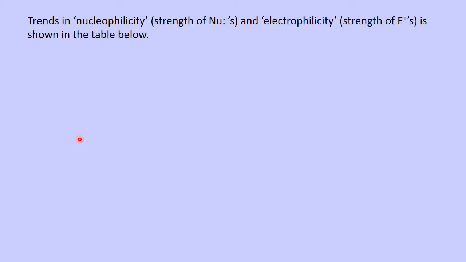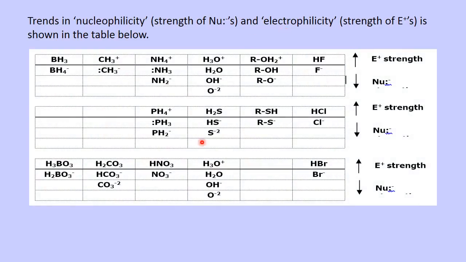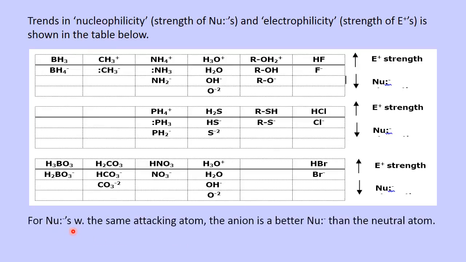Trends in nucleophilicity, that is, a big word meaning strength of nucleophiles, and electrophilicity, the strength of electrophiles. The table below gives us some comparisons. Now, for nucleophiles with the same attacking atom, the anion is a better nucleophile than the neutral atom. Here's what I mean. For example, in group 6A we have oxygen. Oxide, -2, would be a much better nucleophile than the hydroxide oxygen, which is -1, which would be a much better nucleophile than the oxygen in water, which is neutral.